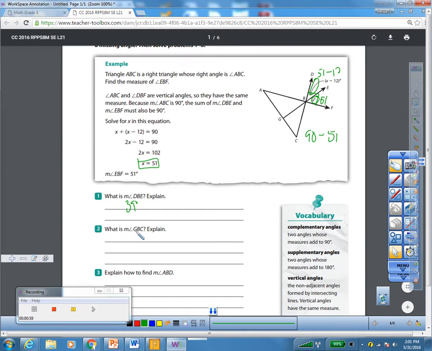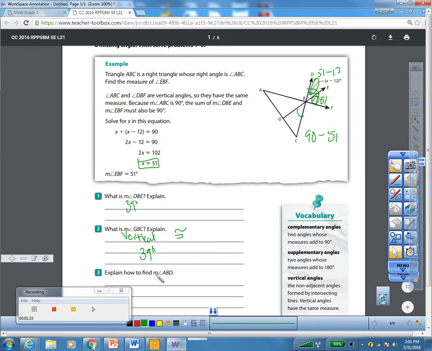The next one, what is the measure of GBC? So angle G, B, and then C. If you look, you can see that these angles right here and here are vertical. So vertical angles are congruent. We would say that these angles are vertical, and vertical angles are congruent. And since we know that one's 39 degrees, we also know angle GBC is also 39 degrees.